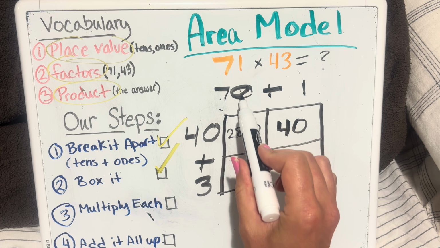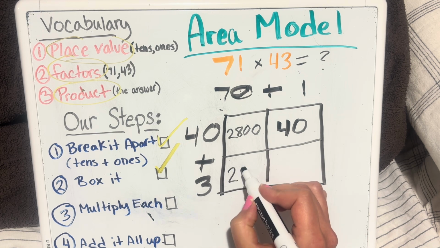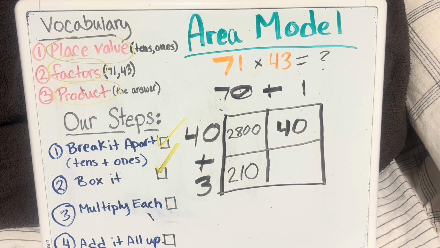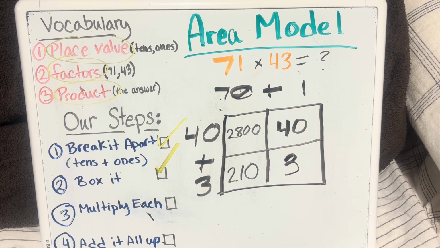Now we're going to go 70 times 3. We know that 7 times 3 is 7, 14, 21. And we also have a 0 from our 70, so we're going to add that 0. The last thing we need to do is multiply 3 times 1, and we know that that is 3. So now, the last thing on our to-do list would be to add it all up.